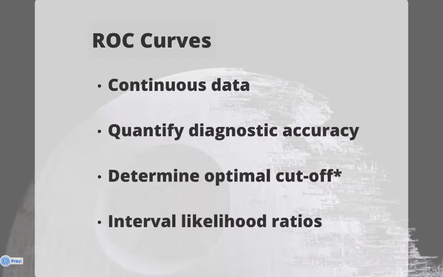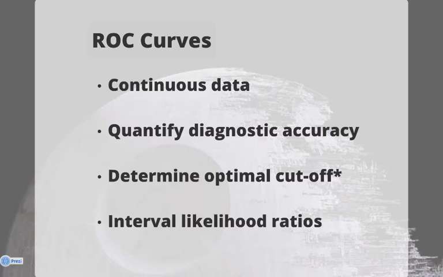Now, there are times when this may not be the most appropriate clinical cutoff, times when you may want to maximize sensitivity at the cost of specificity. Think about using a D-dimer in the evaluation of a pulmonary embolism. We want a highly sensitive test, but we're willing to sacrifice specificity to get it. Finally, ROC curves allow a simple method of calculating interval likelihood ratios for our test.